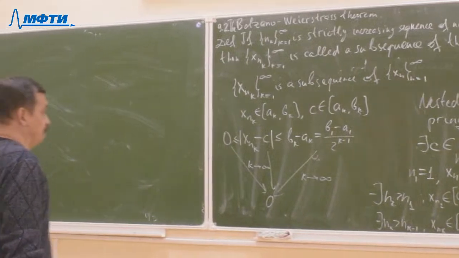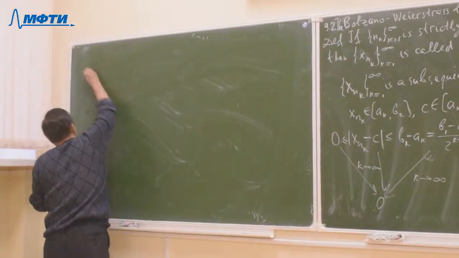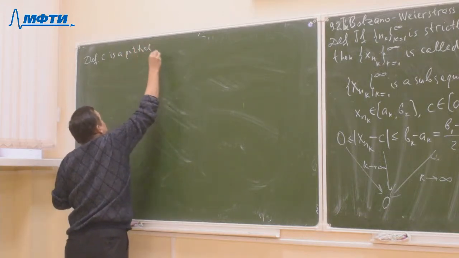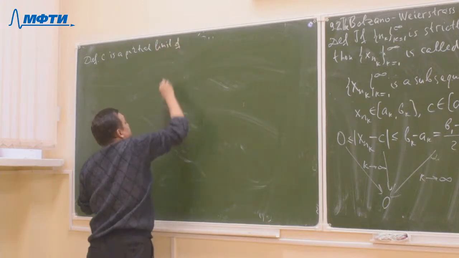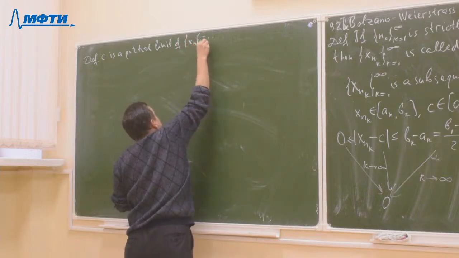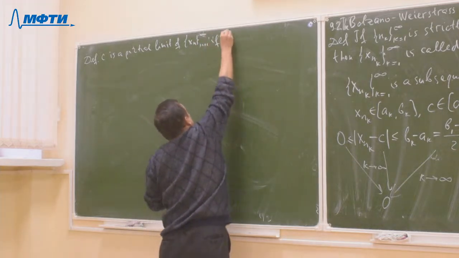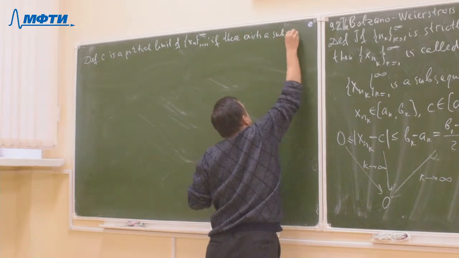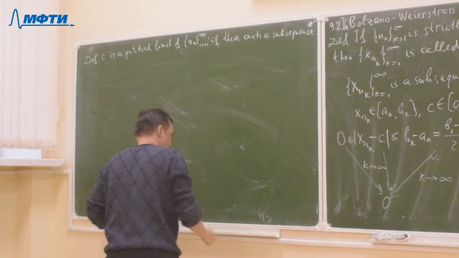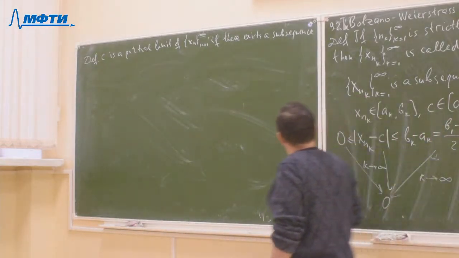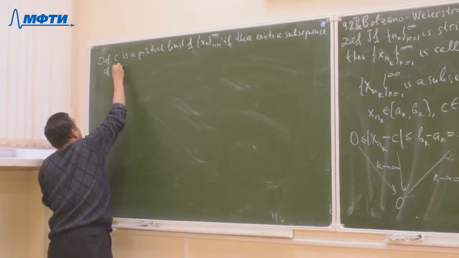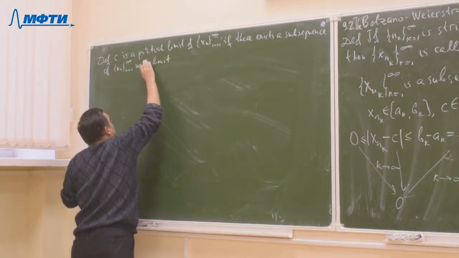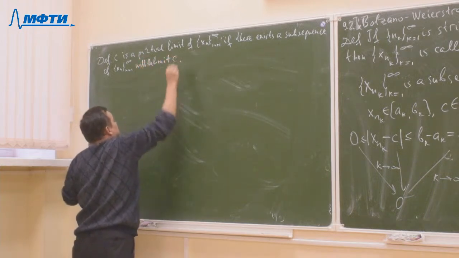Now, definition. C is a partial limit of xn if there exists a subsequence of xn with the limit C.